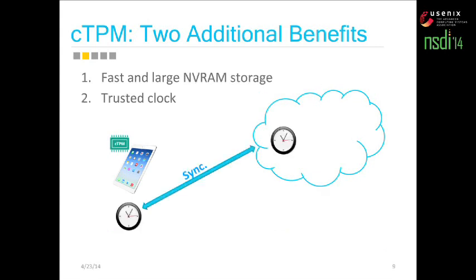As for the second feature, the current TPM chip only has a trusted timer. It doesn't have a trusted clock. Therefore, policies like "this movie can only be watched after midnight Friday" cannot be implemented. With this established secure channel, now the cTPM chip can maintain a local clock and sync it with the clock in the cloud. And therefore, these interesting time-relevant policies could be implemented.